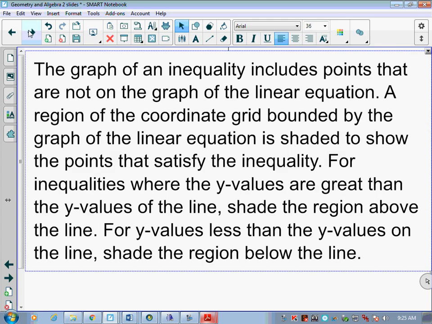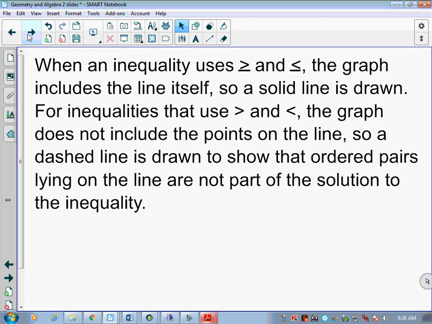Okay? The graph of an inequality includes points that are not on the graph of the linear equation. A region of the coordinate grid bounded by the graph of the linear equation is shaded to show the points that satisfy the inequality. We're going to show which side of it we're going to shade. For inequalities where the y values are greater than the y values of the line, we're going to shade the region above the line. For y values less than y values on the line, we're going to shade the region below the line.